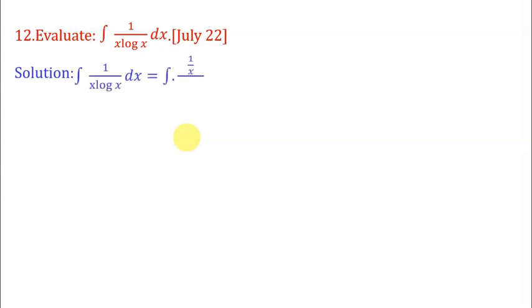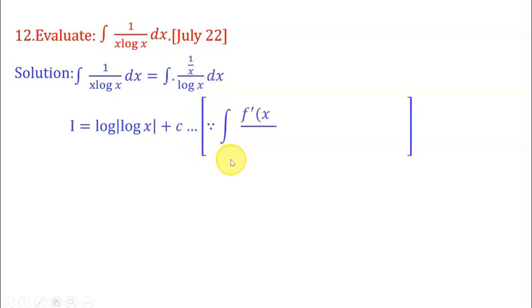Now next example. Evaluate integral 1 upon x log x into dx. This example was asked in the July 22 examination. It's a very simple example with the help of the method of substitution. Put log of x is equal to t. Then the derivative of log of x is 1 upon x. And here the function is, the integral of f dash of x upon f of x is equal to log of mod of f of x plus c. Here the function is log of x, and its derivative is there. Therefore the integration is I is equal to log of log x plus c.